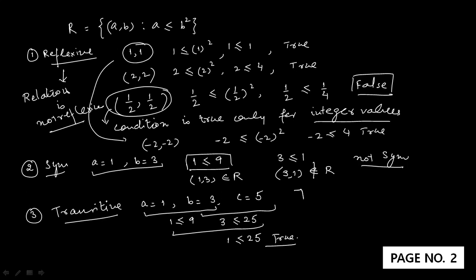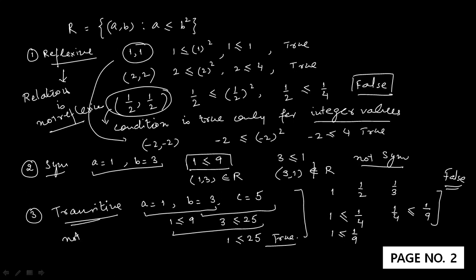Now, again the condition is false if I have taken three fractional values. Suppose I am taking 1, then 1 by 2 and 1 by 3. What about this condition? 1 is less than or equal to 1 over 4 and 1 over 4 is less than or equal to 1 upon 9. What about 1 less than or equal to 1 upon 9? These are the false conditions. It means the relation is not transitive.